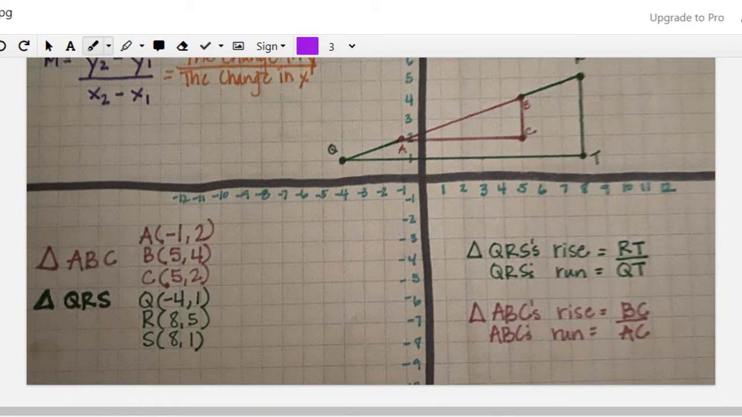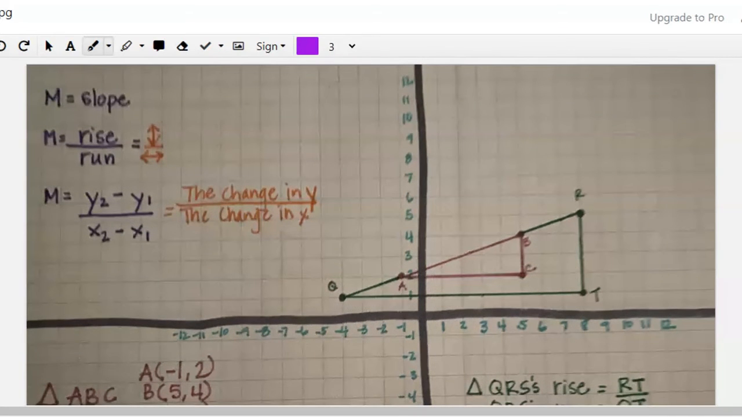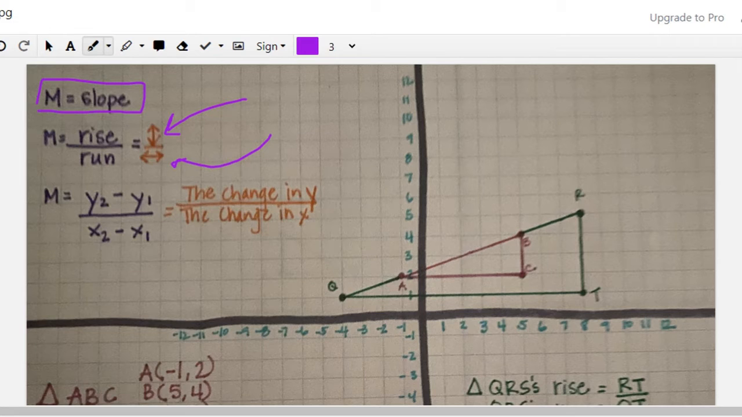Okay. So what we need to realize is that these are similar triangles. So that means they're proportional. So the slope of these triangles is going to be the same. When we're talking about slope, remember, slope is M, and we'll get to that tomorrow when you come. But the slope is always the up and down, the rise. And then on the bottom is the run, which direction it goes, left or right, okay?